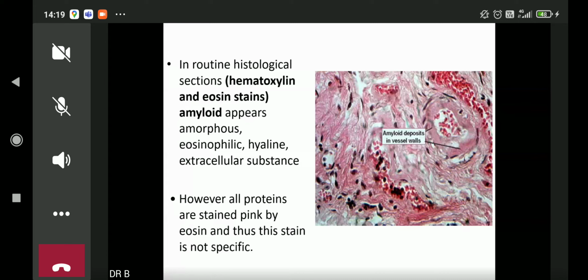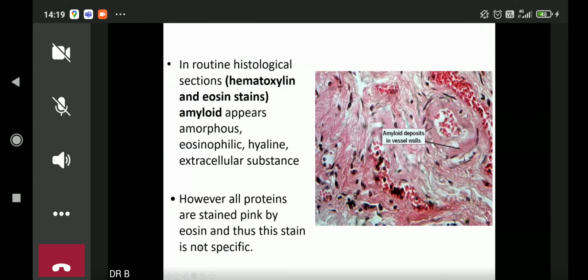Then we take sections, make slides, and observe the microscopic sections for deposition. What do we do? Normally, we do an H&E section, routine histology. What you see is that amyloid gets deposited. This is a blood vessel. You can see these are the RBCs. Around the blood vessel, inside, there is this pink amorphous material. So in an H&E stain, the hematoxylin and eosin, the amyloid takes up the eosin stain and gives a pinkish appearance.